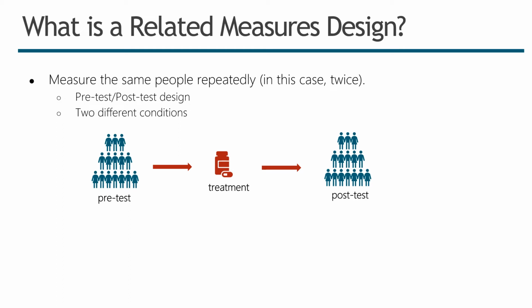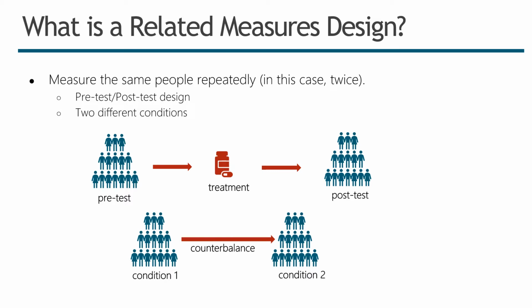And there are 2 broad categories of these types of designs. The first one is a simple pre-test, post-test design where you're going to measure the same people twice, right? And so one way you can do that is give people a pre-test on some variable, like it could be their cholesterol levels, and then give them a treatment, right? A drug that's meant to lower their cholesterol levels, and then give these same people a post-test, right? That would be a pre-test, post-test design.